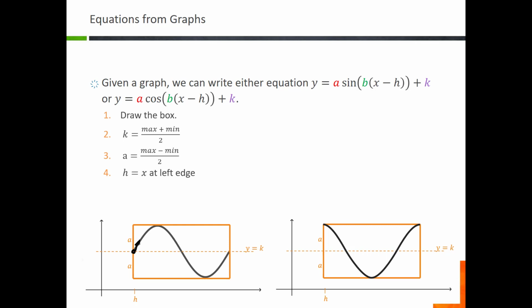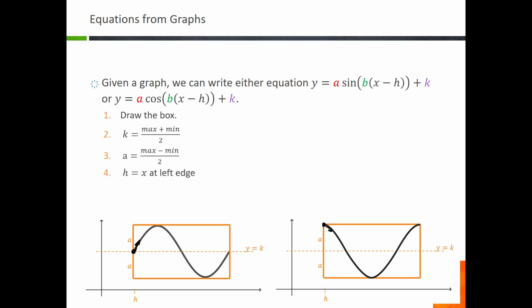For cosine, if you can, always start at the maximum, and then you want to look at where it goes down. If you did it where it's at the bottom and it's going up, then you're actually doing the reflected graph. So always start in the middle going up for sine, and at the top going down for cosine.